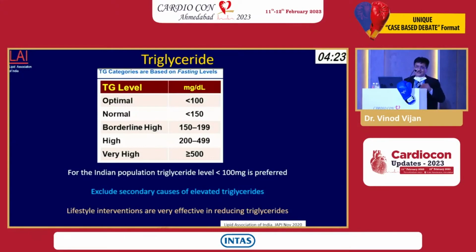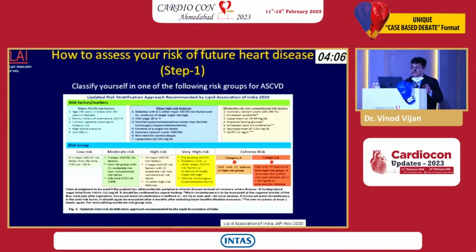What about triglycerides? All of you, there are many students I see here. For the Indian population, triglyceride less than 100 milligram is preferred, and 150 is the normal, should not be more than 150. And lifestyle interventions are also very effective. Now this is a very important slide which should be there with every physician. You can download it on Lipid Association of India.